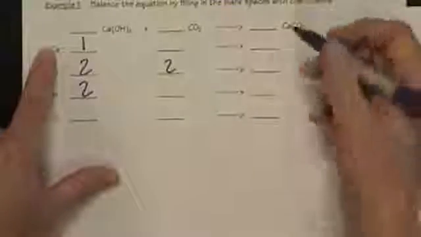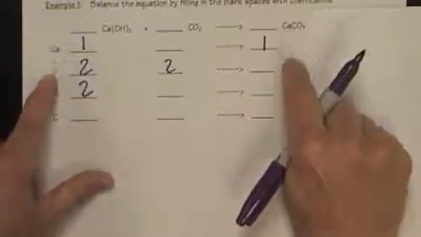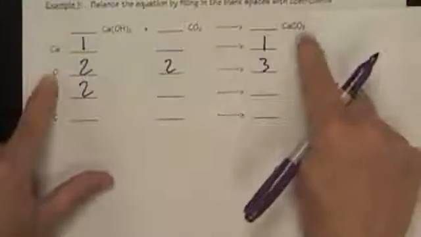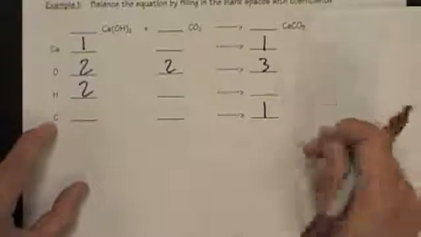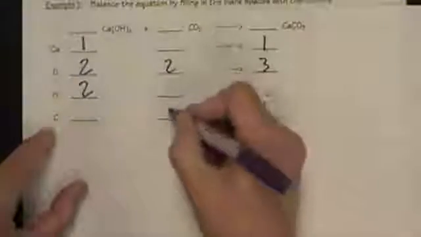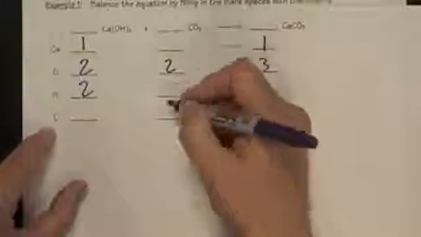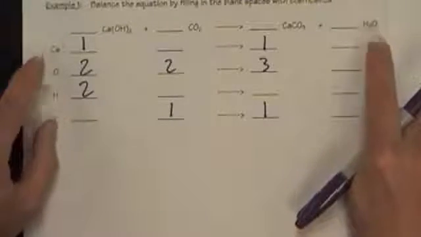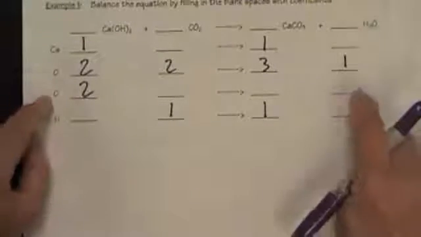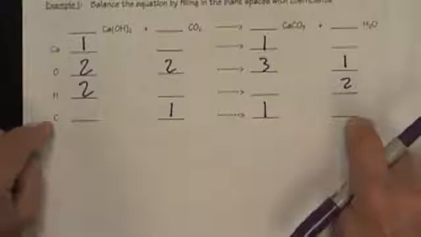Then, the next compound, calcium carbonate, I see 1 calcium here, so I'll put a calcium on this line. And oxygen, I see 3. And hydrogen, I see none. And carbon, I see 1. So I'm going to keep track of carbon right there. Hey, wait a minute, I forgot this carbon over here. Look at that. There's a carbon there. Whoops. Can't lose my atoms. Okay, and then the last one, water. No calcium, oxygen, 1, hydrogen, 2, carbon, none.